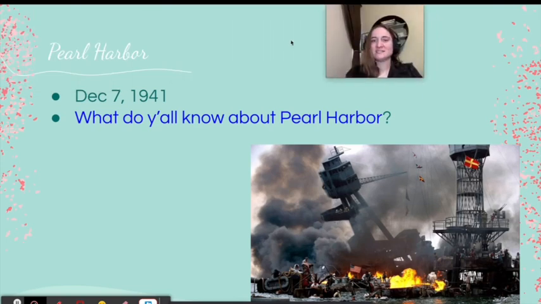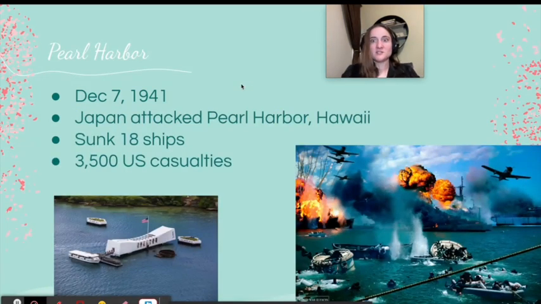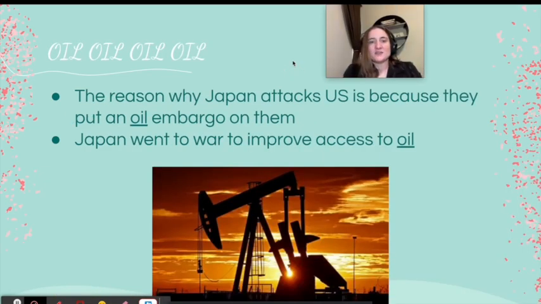So, December 7th, 1941. What do y'all know about Pearl Harbor? So that is when Japan attacks Pearl Harbor, Hawaii. They sunk 18 warships, and over 3,500 people died because of it. Today you can still visit it in Hawaii. There's a memorial. The reason why Japan attacks the United States is because they put an oil embargo on them. And Japan went to war to improve access to oil. It was all about oil.